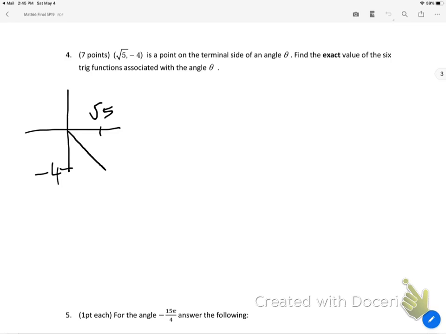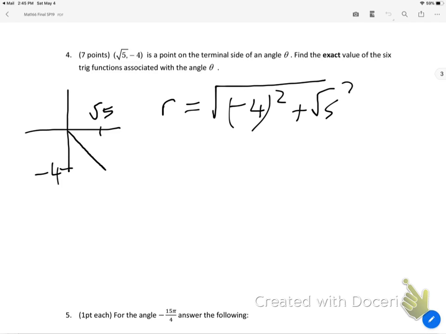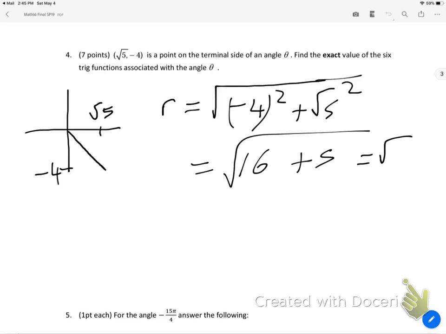Right, okay, so let's first of all realize that we have this. The hypotenuse is the square root of negative 4 squared plus root 5 squared. So that's going to give me 16 plus 5. The hypotenuse is the square root of 21. Now I should have mentioned that this, call it x, this, call it y. So once we've got that, now here we go.